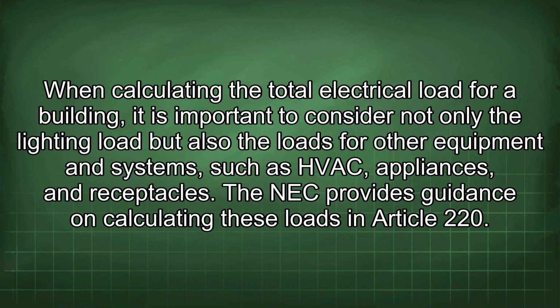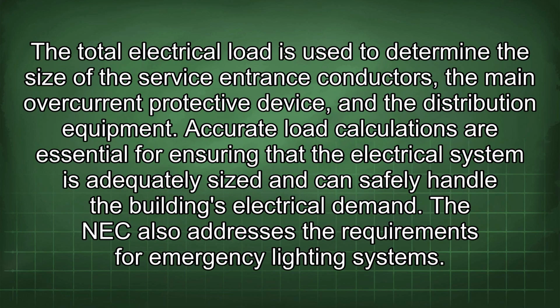When calculating the total electrical load for a building, it is important to consider not only the lighting load but also the loads for other equipment and systems such as HVAC, appliances, and receptacles. The NEC provides guidance on calculating these loads in Article 220. The total electrical load is used to determine the size of the service entrance conductors, the main overcurrent protective device, and the distribution equipment. Accurate load calculations are essential for ensuring that the electrical system is adequately sized and can safely handle the building's electrical demand.